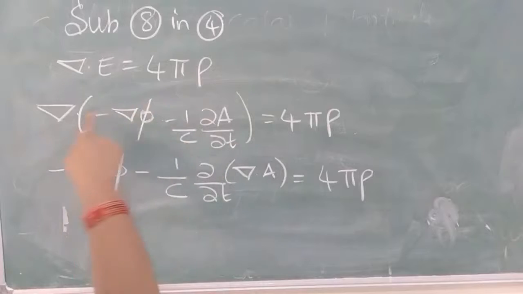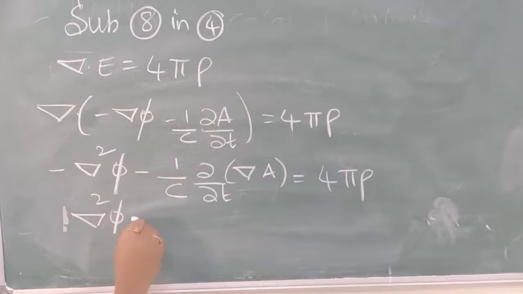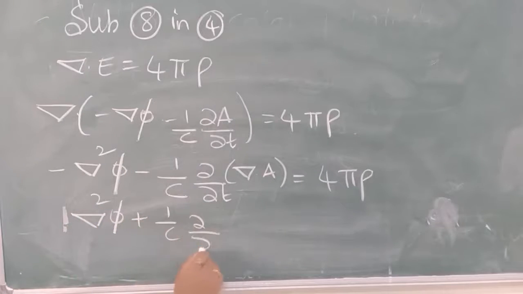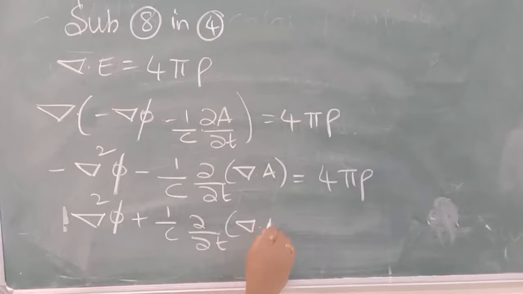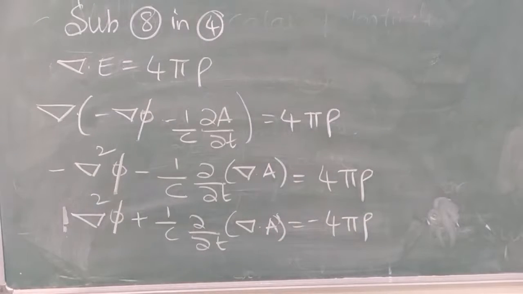Directly I have written del into del dot A. Now you make all these terms plus and set minus to that side: del square phi plus 1 by c dou by dou t del dot A is equal to minus 4 pi rho, right? Please write this. Then next we are taking one more term here by adding and subtracting to LHS.